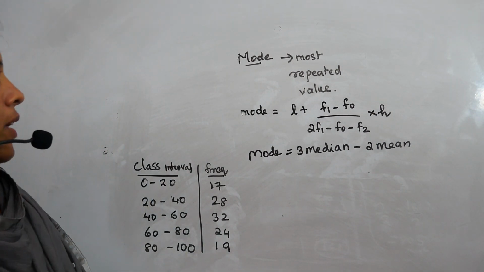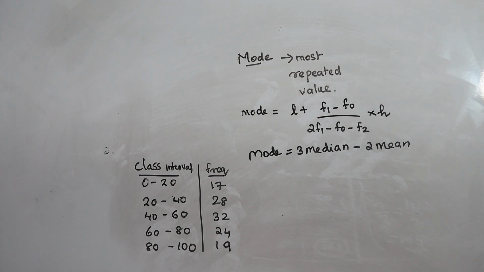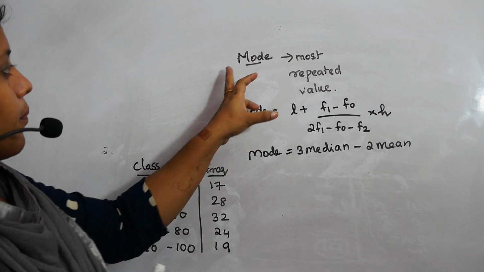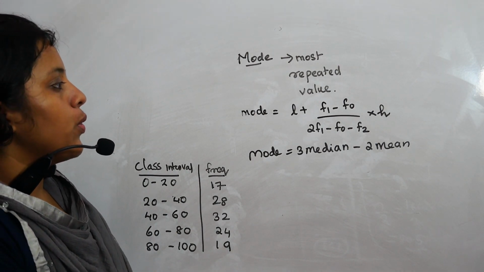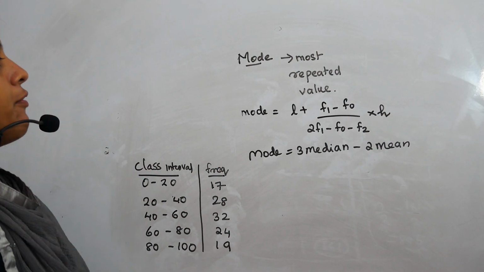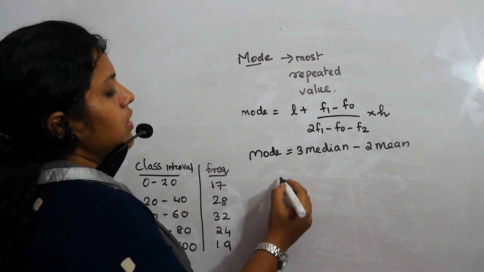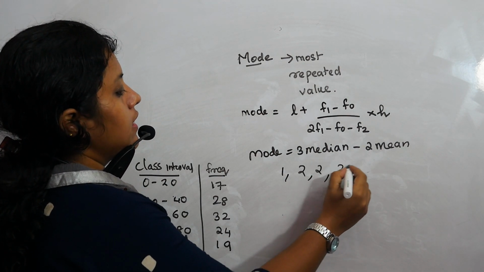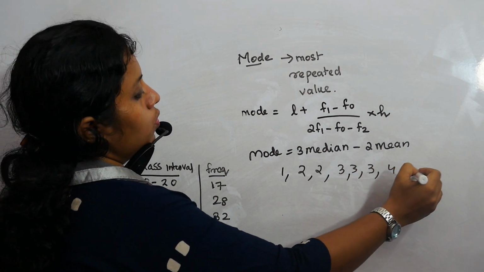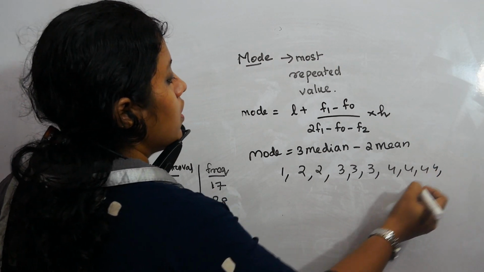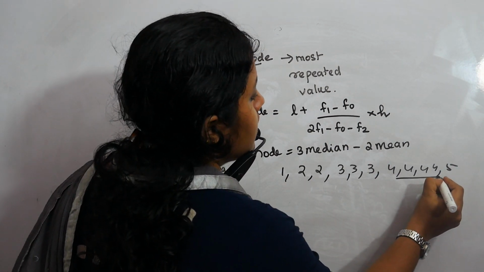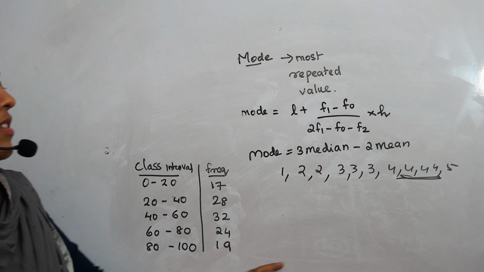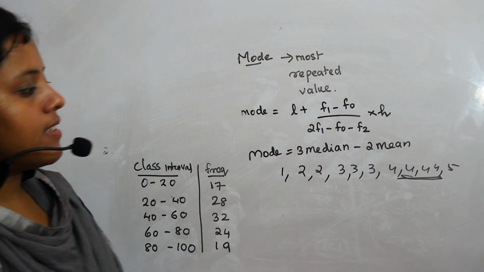Now let's see what is mode. What is the meaning of mode? Mode is the most repeated value. If we are having some observations like 1 2 2 3 3 3 4 4 4 4 5, what is the most repeated value here? The most repeated value is 4. It is appearing 4 times. So the mode of this data is 4.